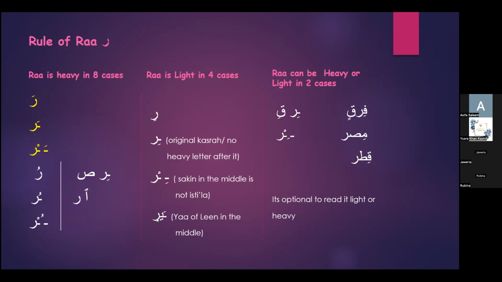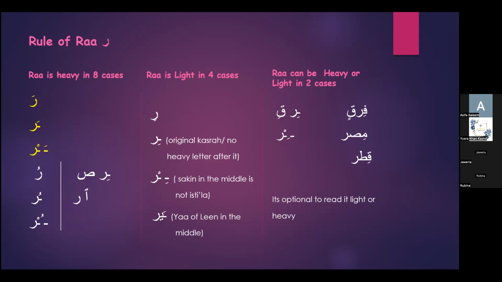This will be making ra light. Now the fourth case, ra sakina preceded by a ya of lean. And that ya of lean, we know that ya of lean is always preceded by a fatha, so it can be any word. The moment you find a ra sakina with the ya here, this ra will be read light. Like we say khair, ghair, Quraish.